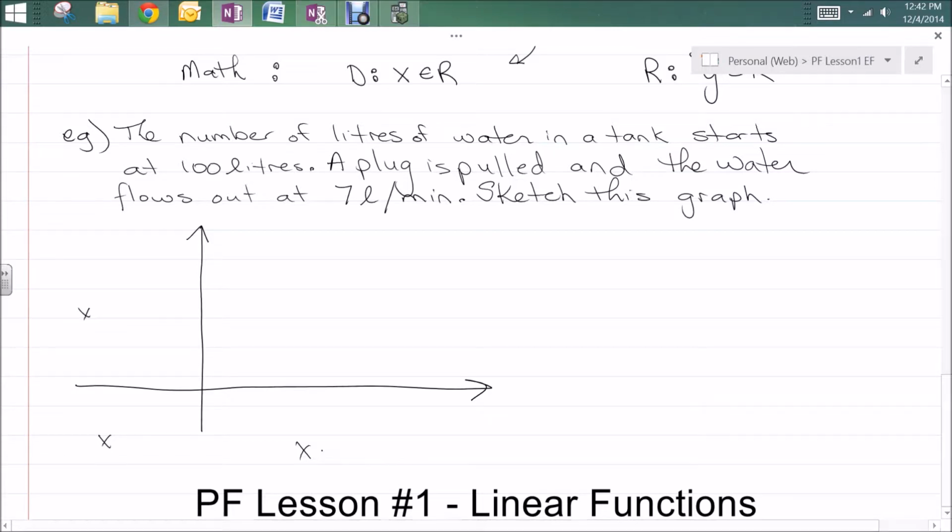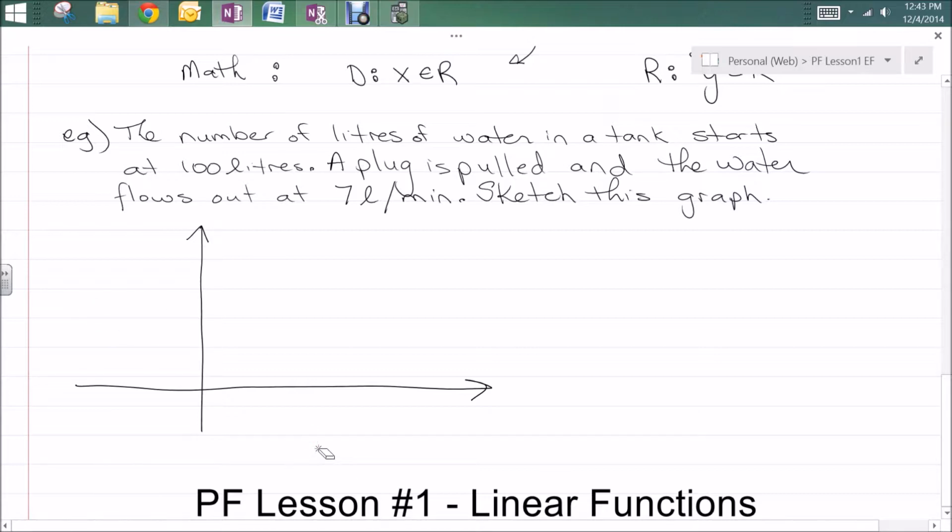They're spots where either time is negative, so before you even started timing, which exists, I guess, but you didn't measure it, so you have no idea what happened. Or the volume in the tank is negative, which doesn't make any sense. How do you have negative 5 liters of water in a tank? It just doesn't make any sense. So from there, you've only got this straight line, and it only exists in this first quadrant.